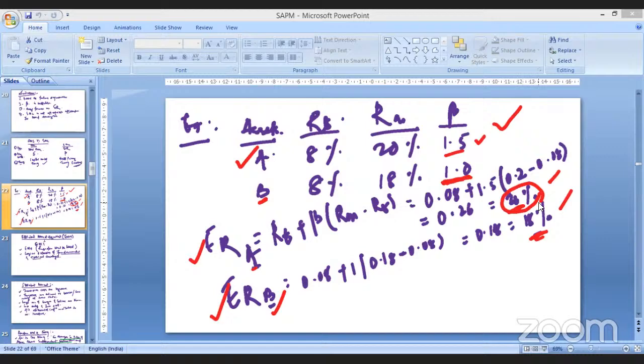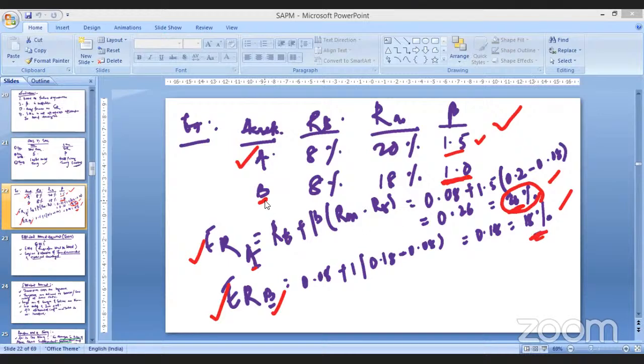So 0.26 means 26%. Okay. So in the same way, if all the information is available in this particular model, I can get the answer as 0.18. That is 18%.